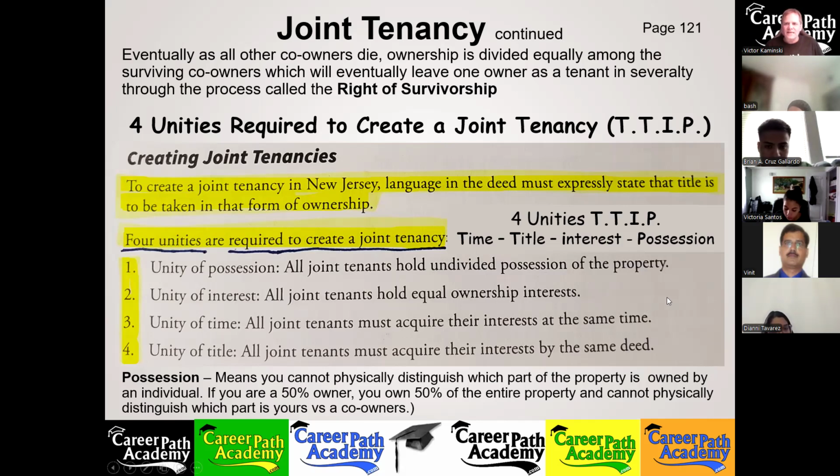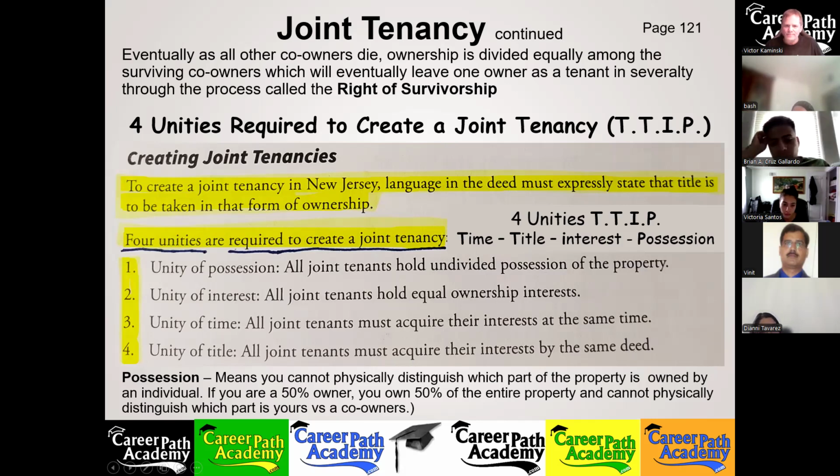Now, the law says in order to create a joint tenancy, you have to have 4 unities in common. The unity of time, title, interest, and possession. So what does that mean? The book put it in a little bit of a different order here. I'd like to switch up that order. The unity of time. All joint tenants must acquire their interest at the same time. The unity of title. All joint tenants must acquire their interest by the same deed that conveys the ownership interest to them.